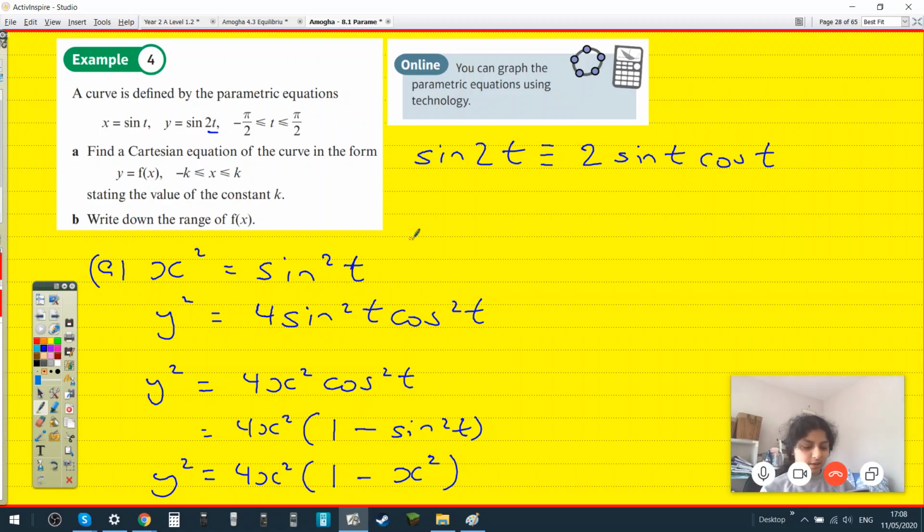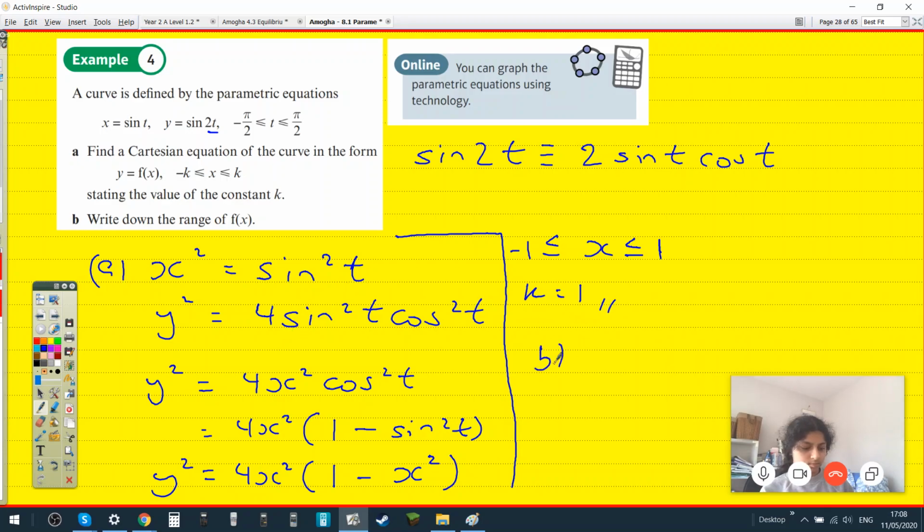Minus 1, I think. Yeah. What is it? Minus 1 and 1. So x is between minus 1 and 1? Yeah. So k is 1, basically. Okay. Stating the value of the constant k equals 1. We'll take your word for that.